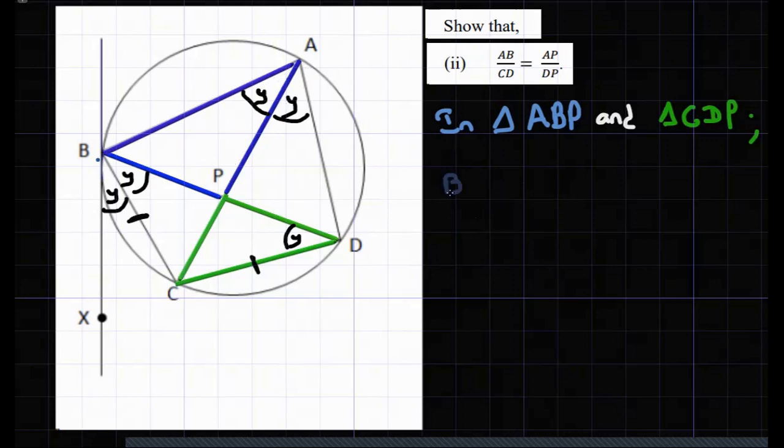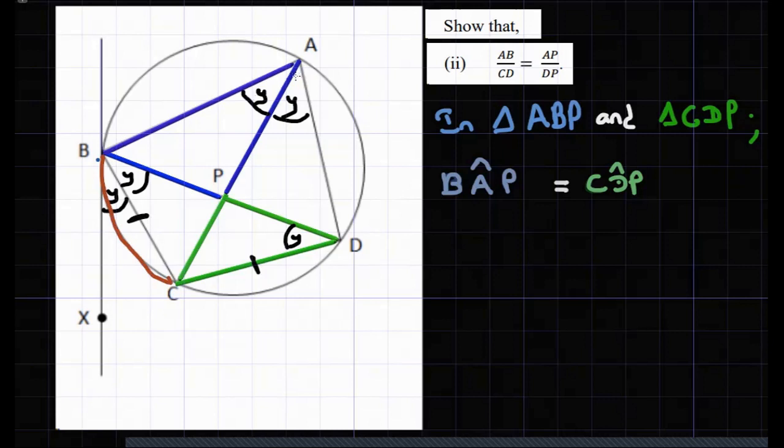BAP. So angle BAP is equal to the y of the green triangle. What's the green triangle's y name? CDP. Angle CDP. So tell your examiner why you wrote y and y there. It was because both these angles, BAP and CDP, are subtended by the same arc, by this orange color arc.